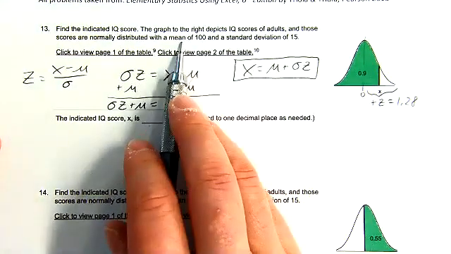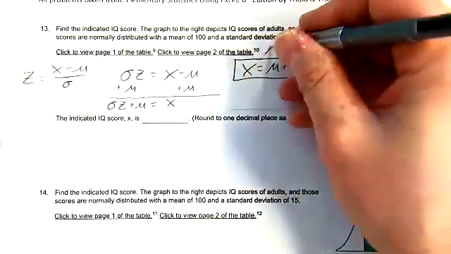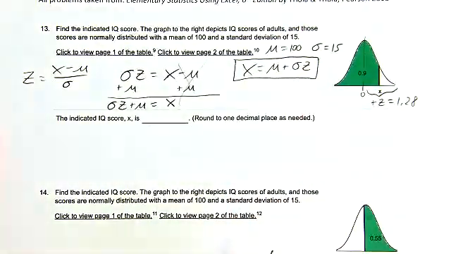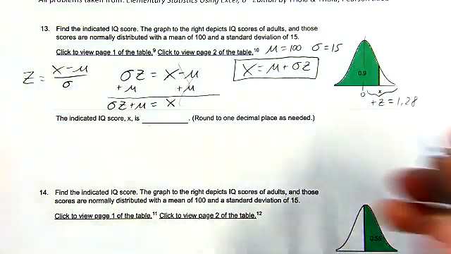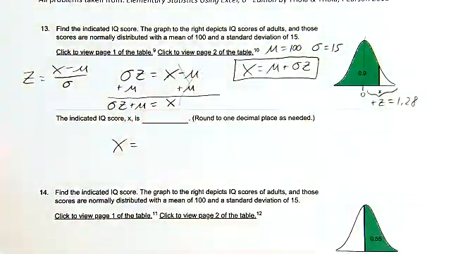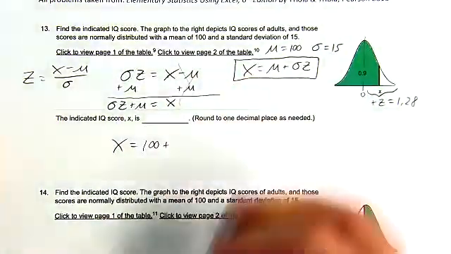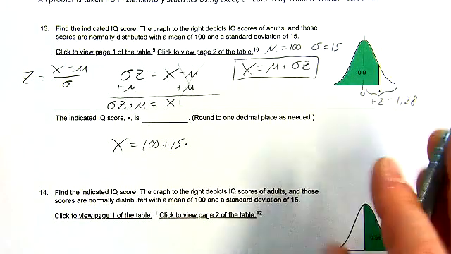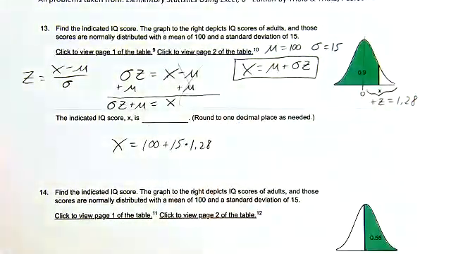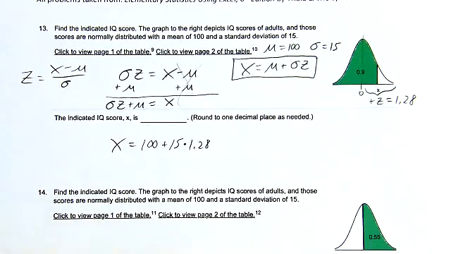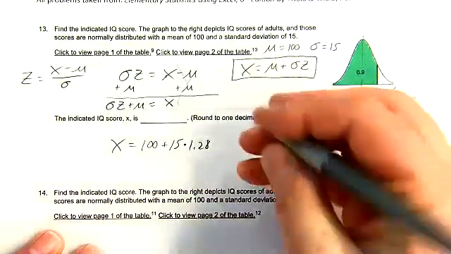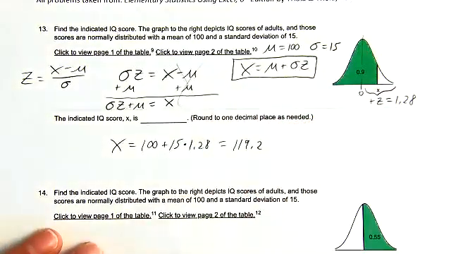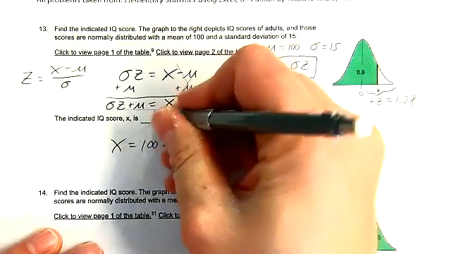And in the problem, it tells us that mu is again 100 and sigma is again 15, just like the previous problem. So the actual IQ score that this person has in the 90th percentile would be 100 plus 15 times this z-score that we found, 1.28. And if you do that arithmetic, you should find that this person has an IQ score of 119.2.